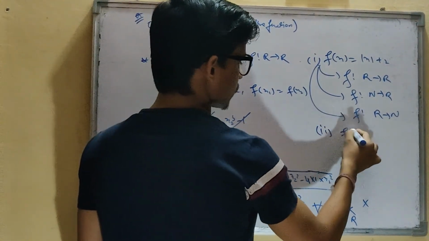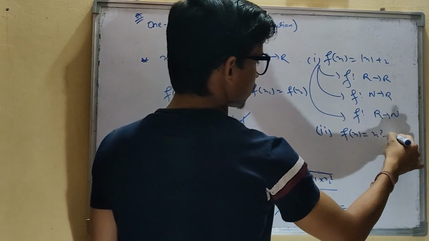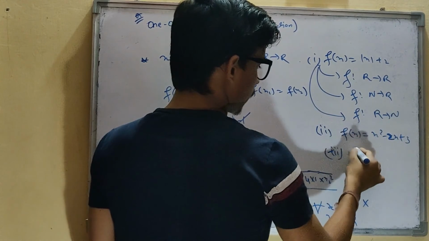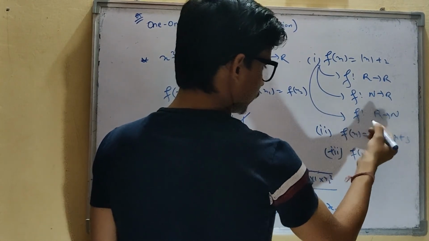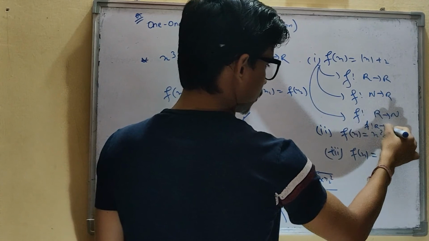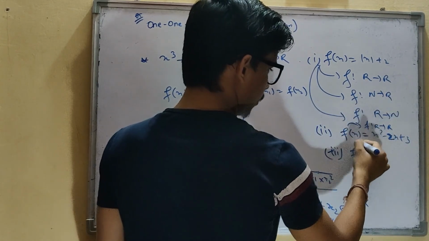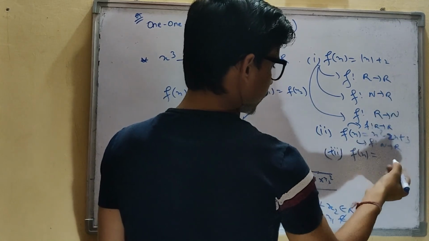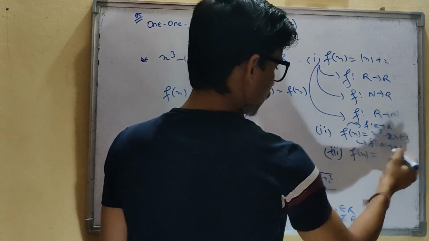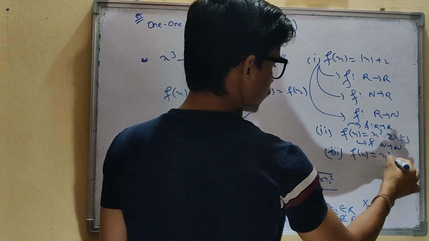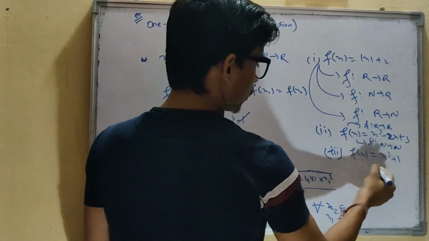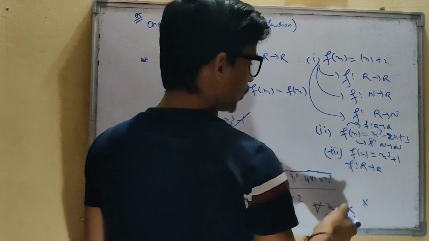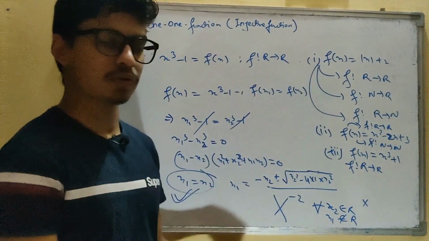The second question is like this: f(x) equals x squared minus 2x plus 3. And for this it is real to real in one case, and for the other it is natural to real, or natural to natural. And the other one is f(x) equals x cubed plus 1, and the relation is real to real, or something like this. So these questions you have to try.